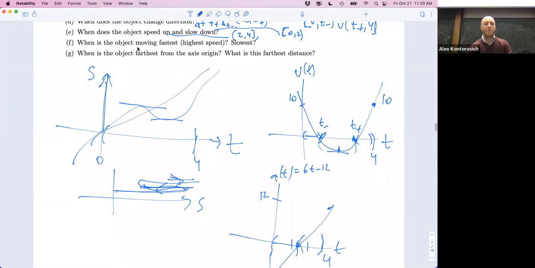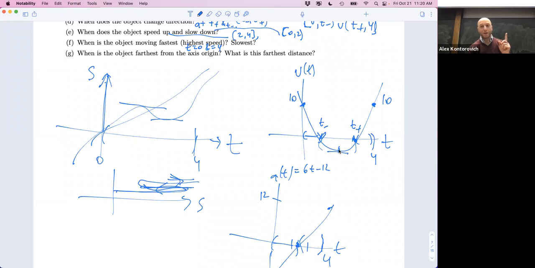Okay. When is the object moving the fastest, the highest speed? Well, the highest speed right here is velocity. So at the beginning and at the end is its highest speed. Highest speed at t equals 0 and t equals 4. Right? That's when the velocity is the greatest. It's moving at the highest speed.